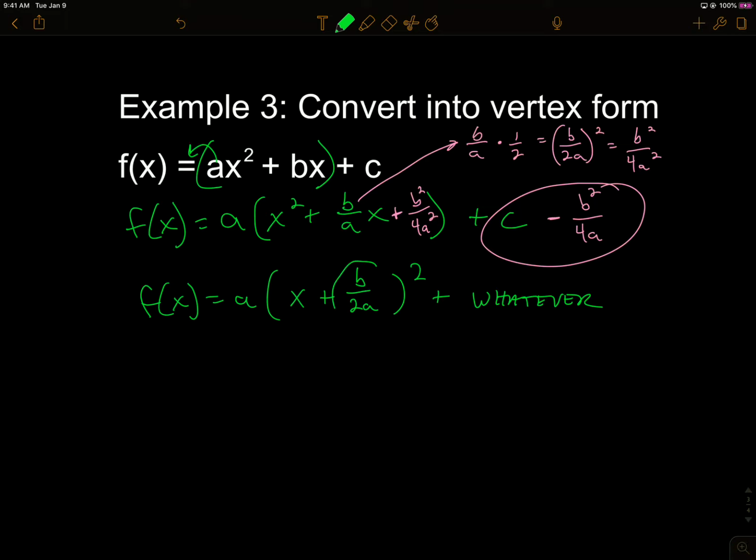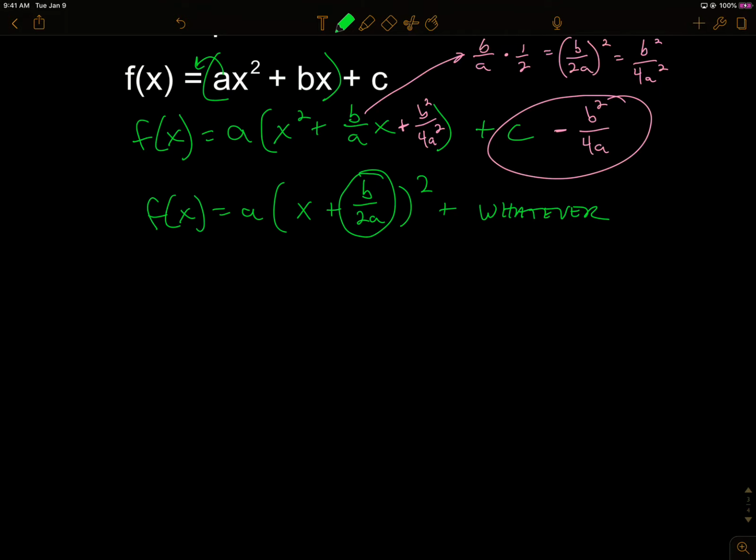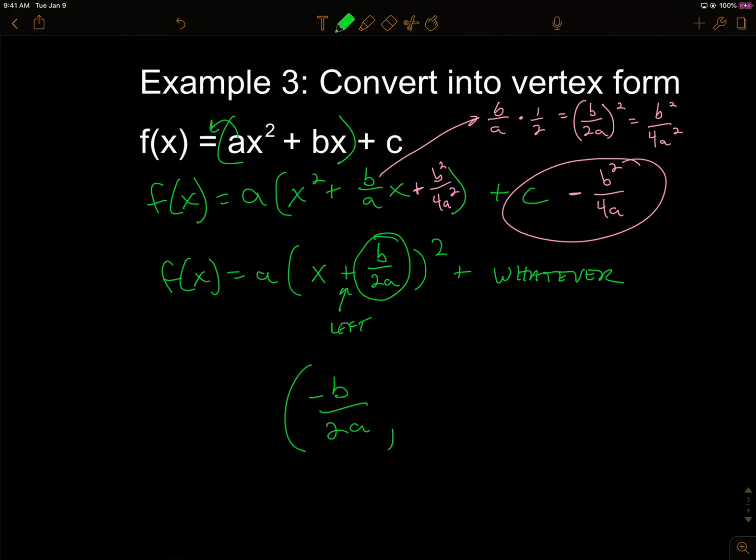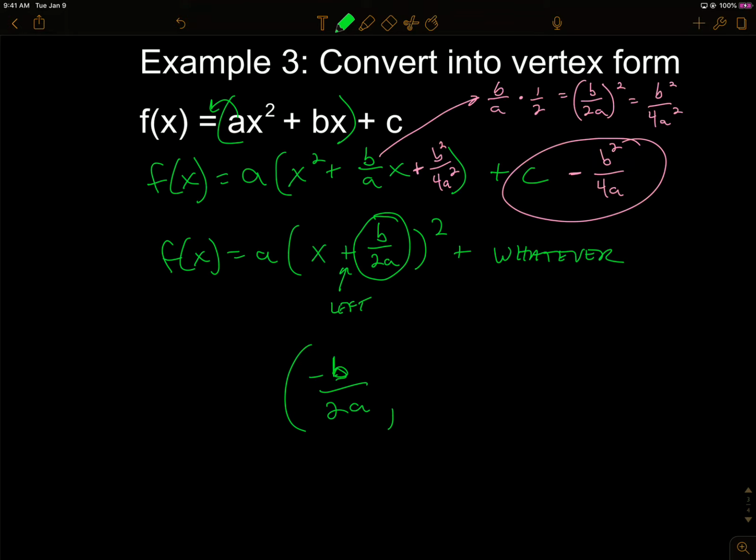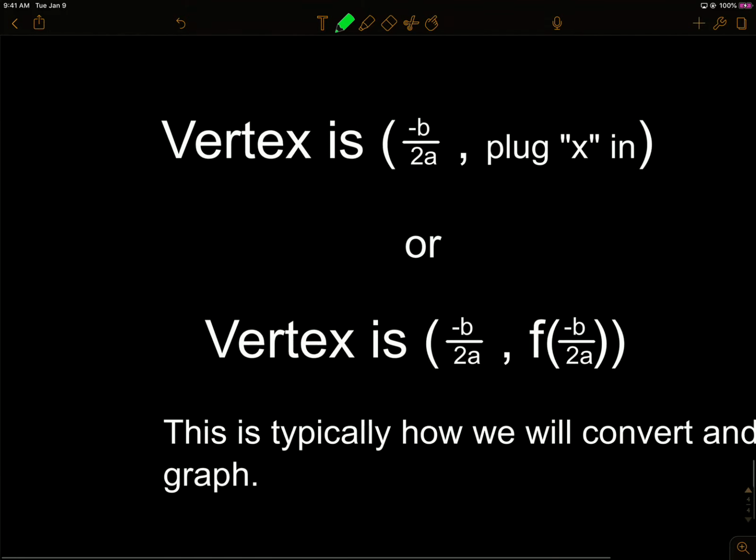This is really the important piece. That is going to be a shift left. Remember, it does the opposite. The vertex is going to shift left. So we now know that the x-coordinate of the vertex is going to be negative b over 2a. And that's what we need to remember. That's how we're going to convert into vertex form. We don't have to do all of this nonsense. We can just say, I know what a is, I know what b is, let's do negative b over 2a, and that will give us the x-coordinate of our vertex.